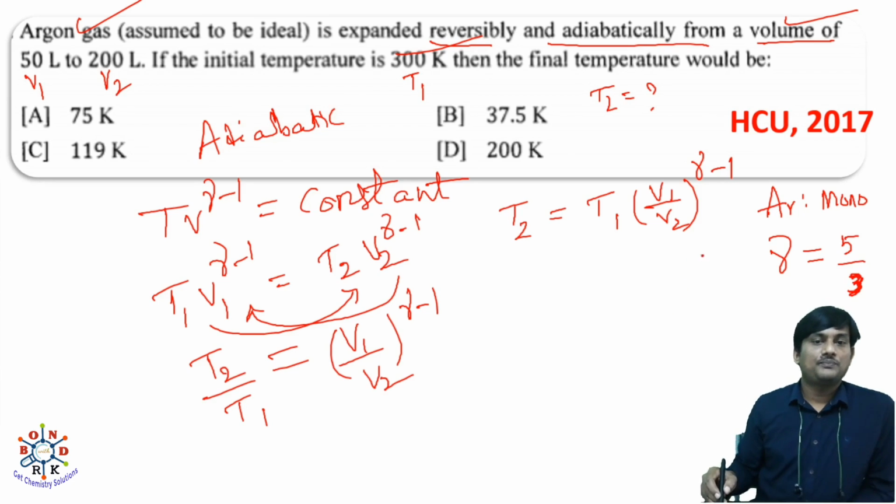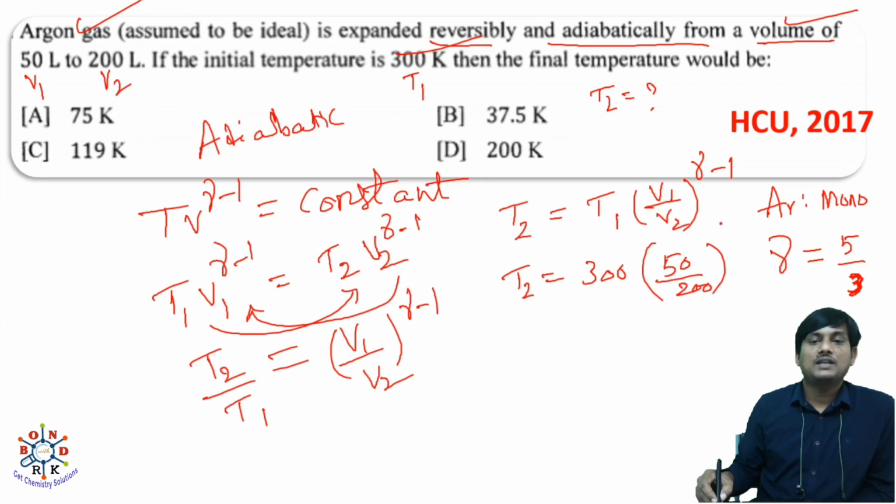5 by 3. So T2 is equal to T1. What is the temperature? 300. V1 by V2. What is the V1? 200. Okay, 50 by 200 power gamma minus 1, 5 by 3 minus 1.